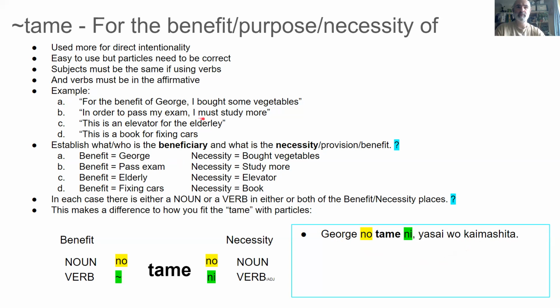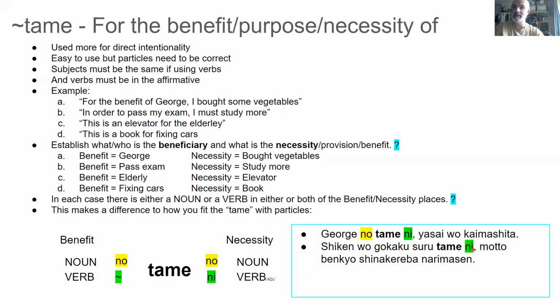Second one, in order to pass my exams, I must study more. So the passing of exams is a verb, even though we've got an object in there, the exams. If the subclause is passing the exam, this is a verb. And then I must study more, well, studying again is a verb type subclause. So this should be verb. So it should be shiken o gokaku suru tame ni motto benkyou shinakereba narimasen. Let's have a look. Shiken o gokaku suru tame ni motto benkyou shinakereba narimasen.